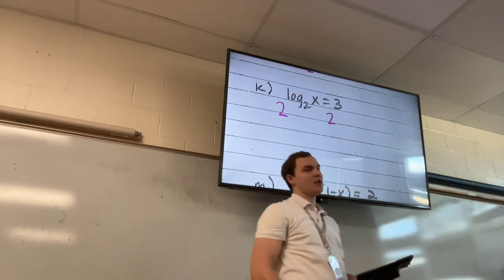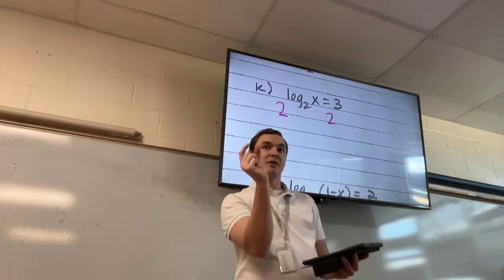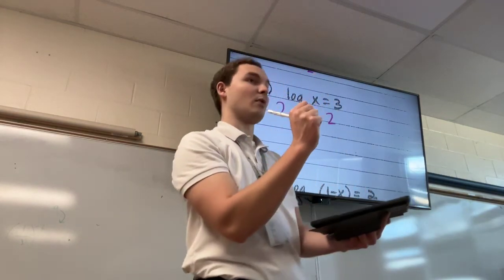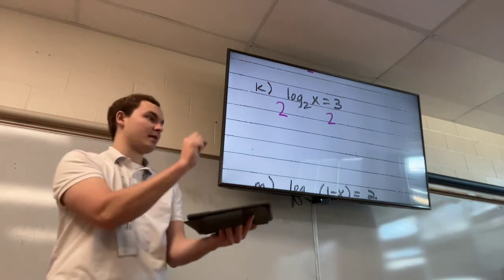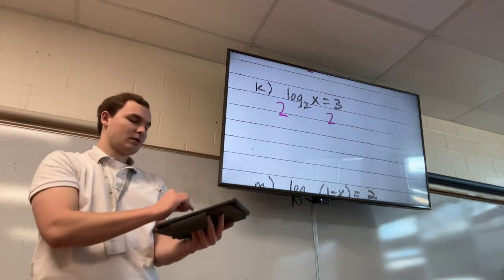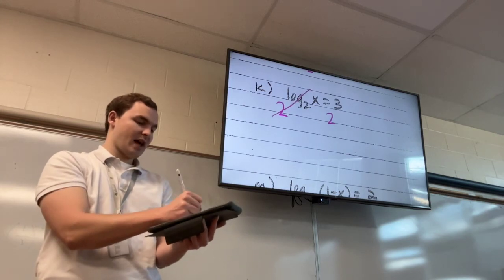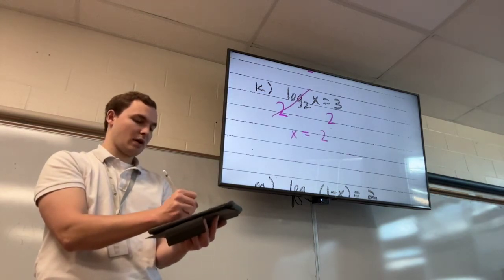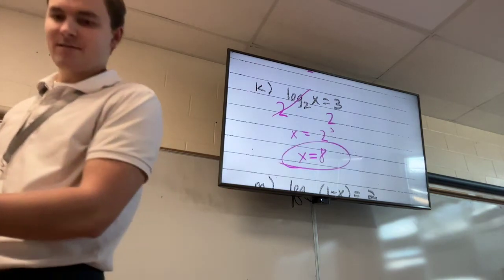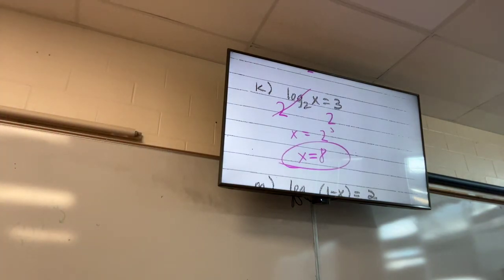Before we said, we have the same base, so the exponents must be equal. Now we're saying these two numbers are equal, so we can put in whatever base we want on both sides. 2 to the log base 2 of x cancels, right? So we get x equals 2 to the 3rd, or 8.